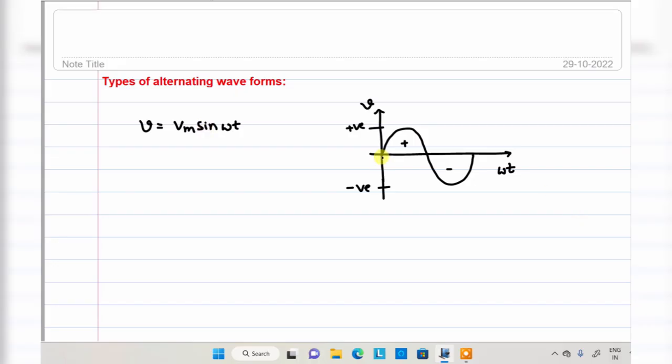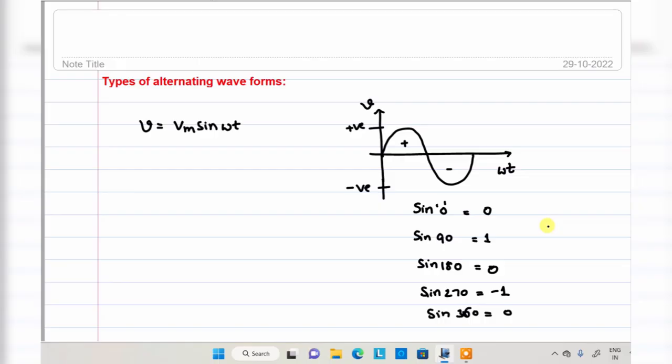I will explain. For example, let me take the sine term. Sine 0, what is sine 0? The magnitude is 0. Sine 90 is 1. Sine 180 is 0, right? Next, sine 270 is equal to minus 1. Sine 360 is equal to 0.